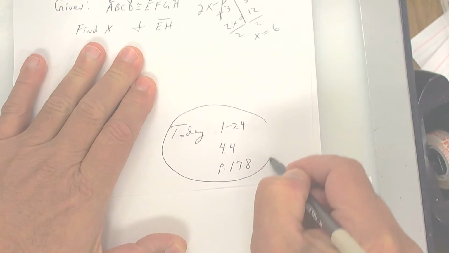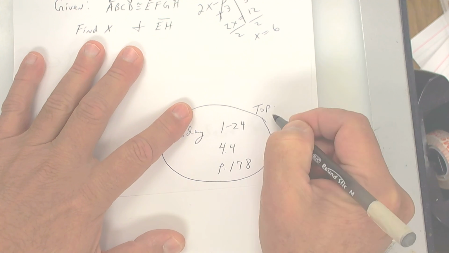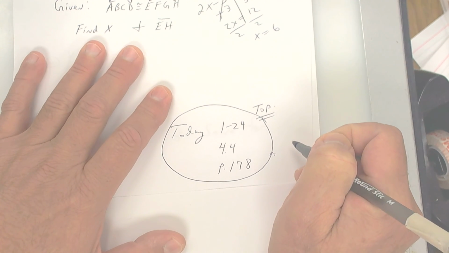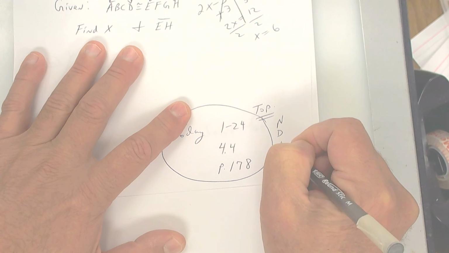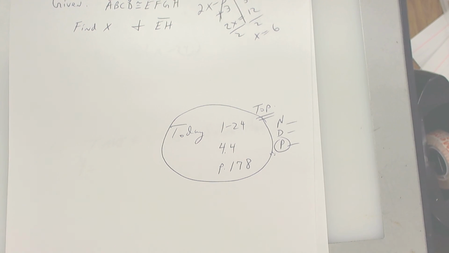Put this at the top of your page. This is called a heading. If you don't put this heading, when I grade it, I'm not giving you credit. I want to see, okay? And put your name, date, and period on everything. Everything, that period is vital. If I don't know what class you're in, I can't give you credit.